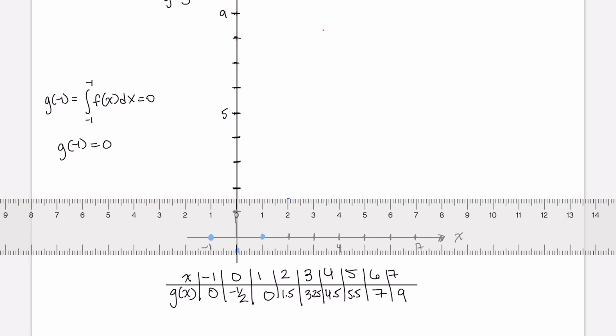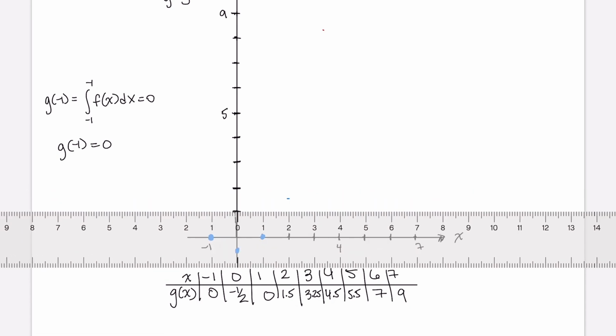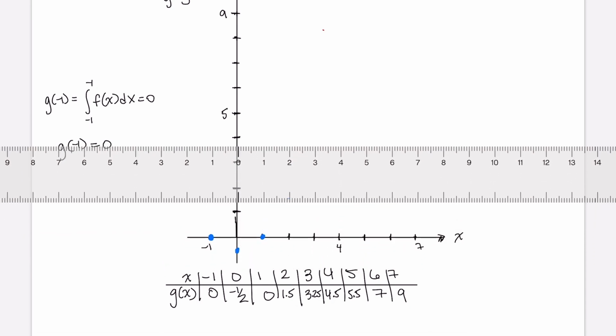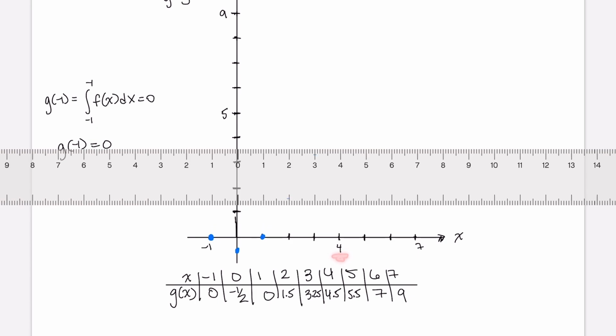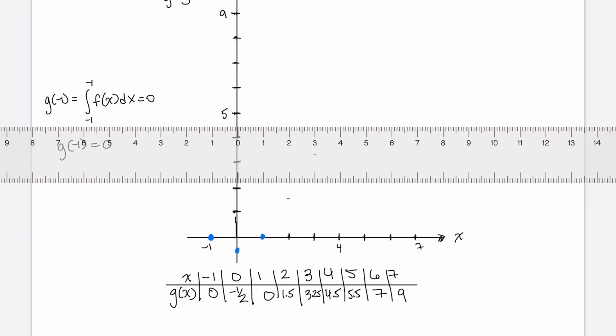So for this next one, I'm going to go vertically up to 3.25. That's 1, 2, 3, and this would be about half, so let's go down to 1/4. So at 3, we have 3.25 there. Okay, let's keep going. At 4, x equals 4, we have an output of 4.5, which would be up here.